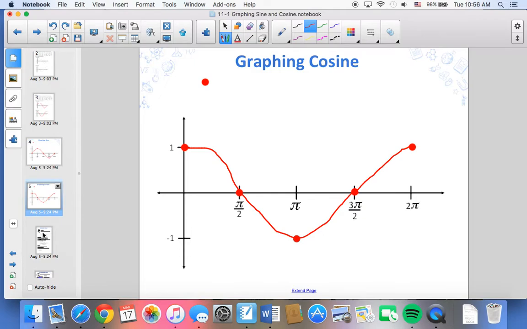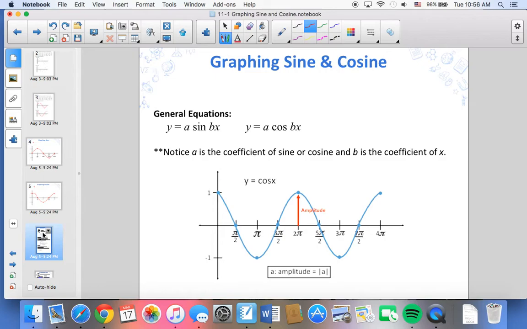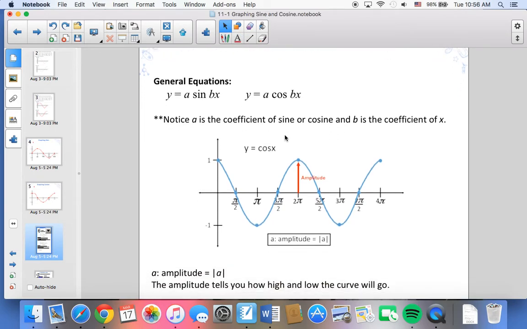Okay, so let's talk a little bit about the basic graph and what some things mean. We have the general equation, a sine bx or a cosine bx. A is the coefficient in front of the sine or cosine, and b is the coefficient in front of the x. The a value tells you your amplitude. A for amplitude. Your amplitude tells you how high or how low your graph will go. In this case, this is a cosine graph, and the amplitude is 1 because the highest I go up is 1.